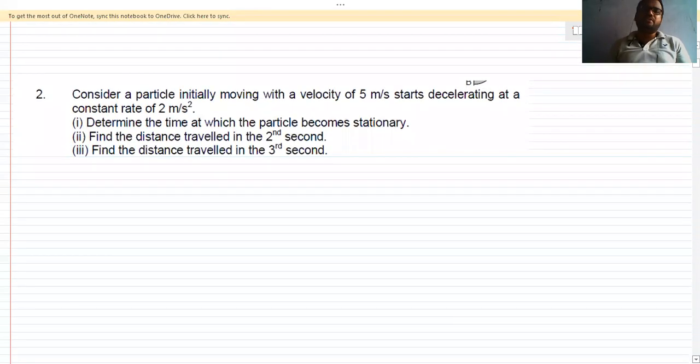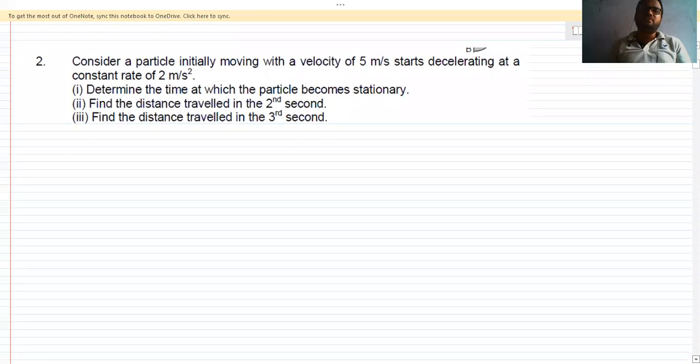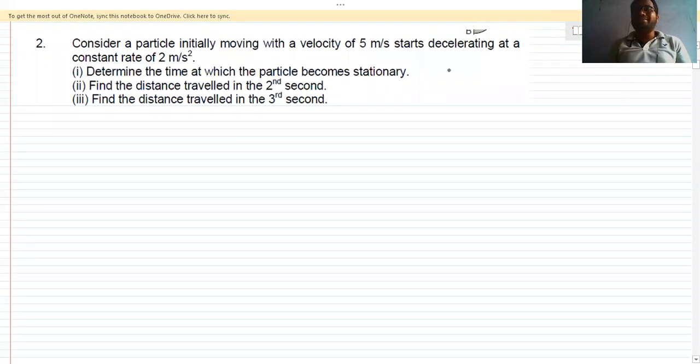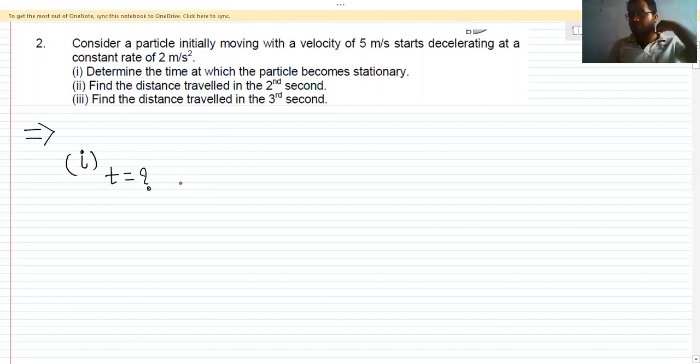As you can see over here, the second question: consider a particle initially moving with velocity 5 meter per second that starts decelerating at a constant rate of 2 meter per second squared, right? First we have to determine the time at which the particle becomes stationary. That means we have to find the final time t at which the particle becomes stationary.